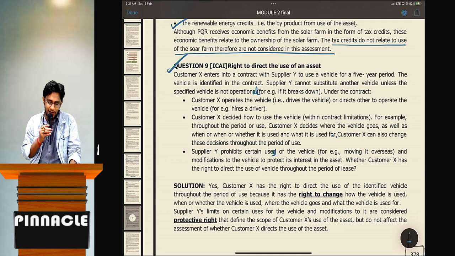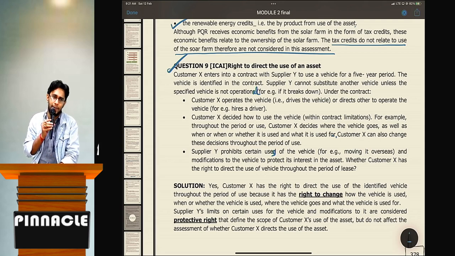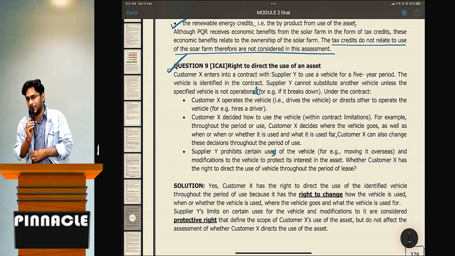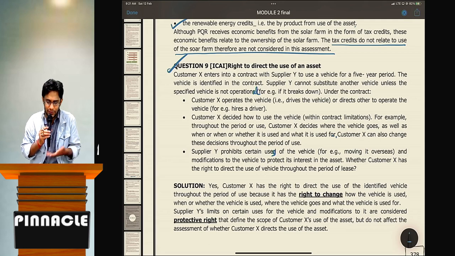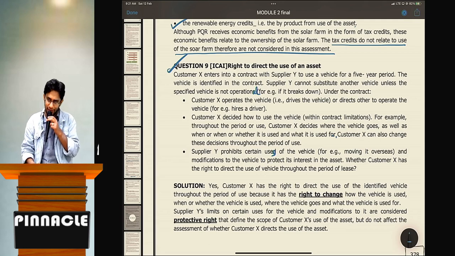So yes, the last point, whatever restriction is there, that's called the protective right. Of course, the supplier will have some protective right because he's the owner of the asset. So that right's presence is in no way interfering with your ability to control the usage of the identified asset.